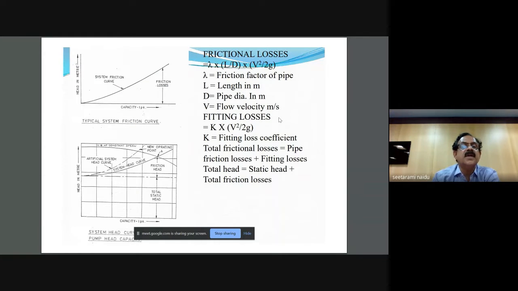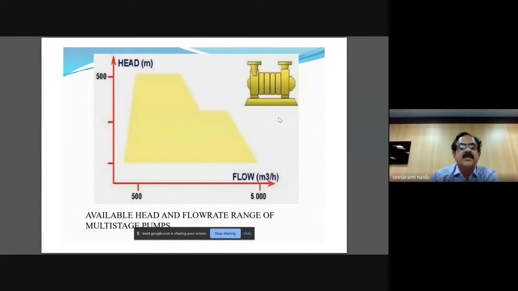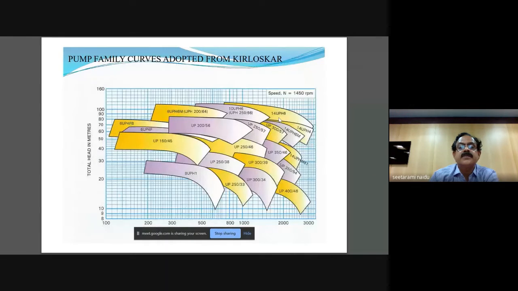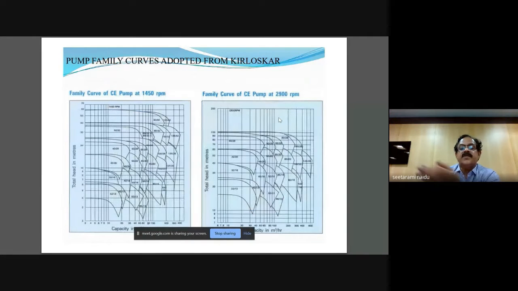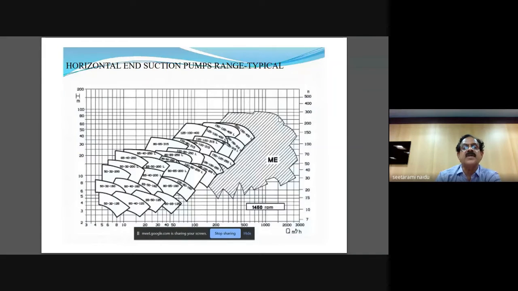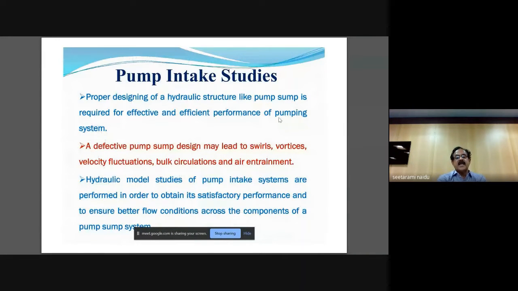This is the typical system curve, and if the system curve is here, our pump performance is limited to this point. This is a typical selection curve for centrifugal pumps, say from the brochure of the Kirloskar family. For our requirement, we can choose what type of pumps and what the speed of the pumps should be. Now I'm discussing another aspect.